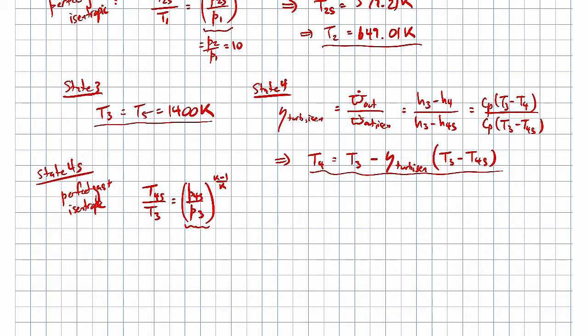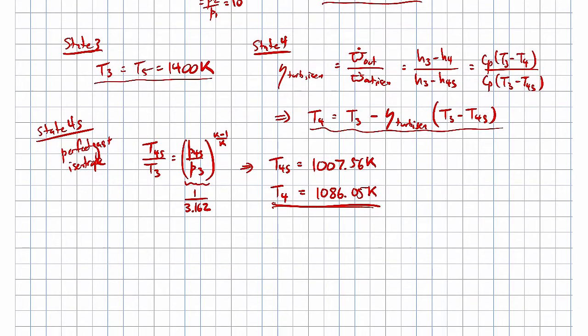P4S over P3, we now know, we just figured it out, that's going to be 1 over 3.162. So that means we could solve for T4S. Let's see, did I calculate that one out? Yeah, I calculated that out. That's 1007.56 Kelvin. And then that gives us T4 from our isentropic efficiency expression. That comes out to be 1086.05 Kelvin.